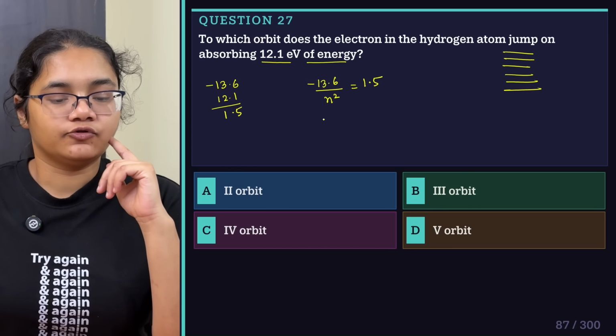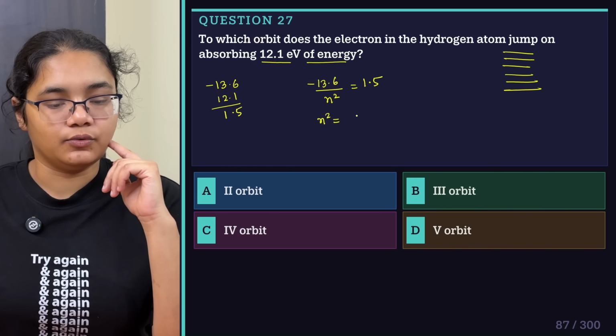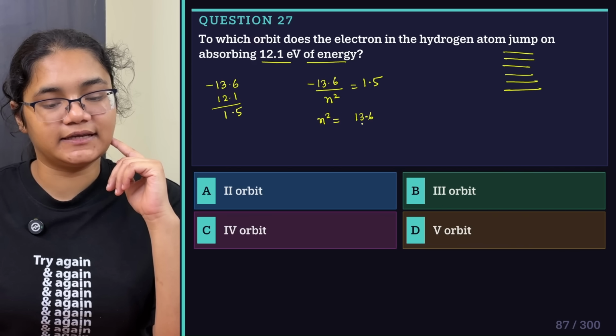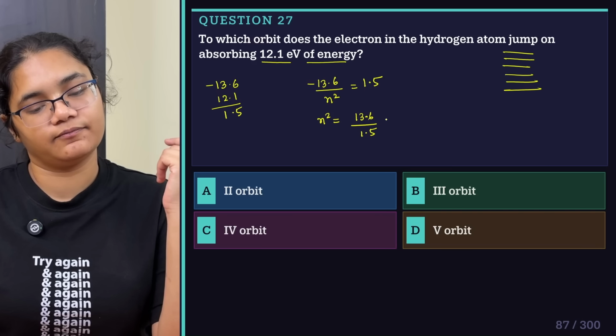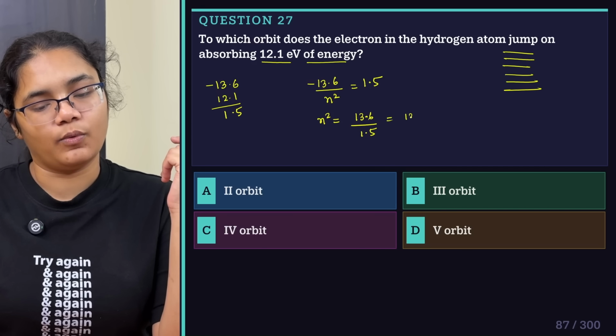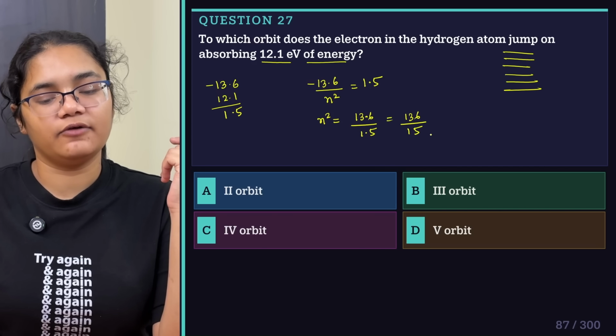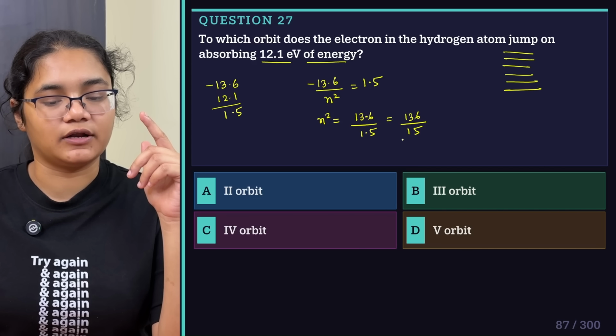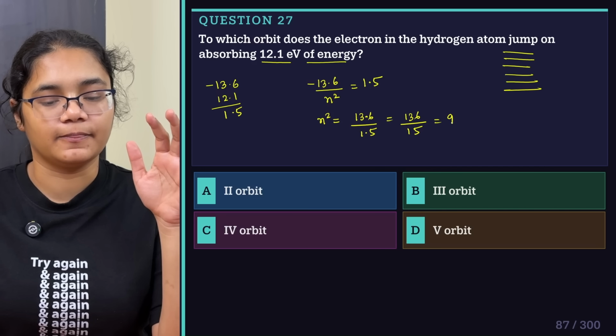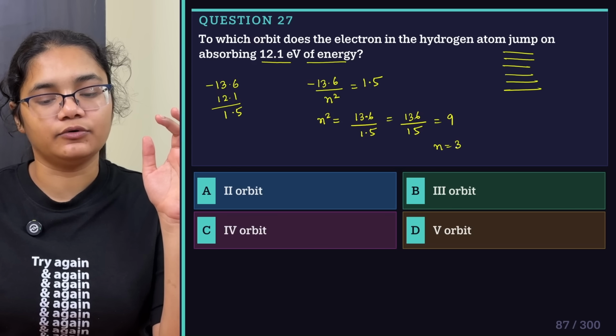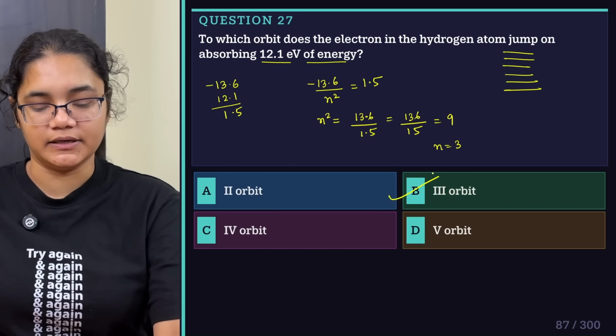Okay, so n square will be equal to 13.6 by 1.5, right? Or I can write 136 by 15. Now if you see, 15 nines are, 9 fives are 45, is almost around 9, right? So that means n should be equal to 3 here, which is option number B.